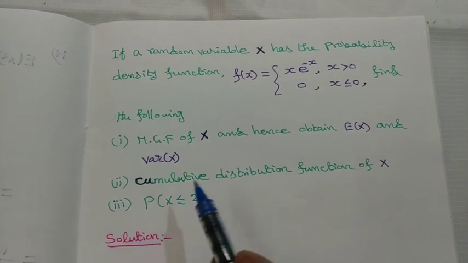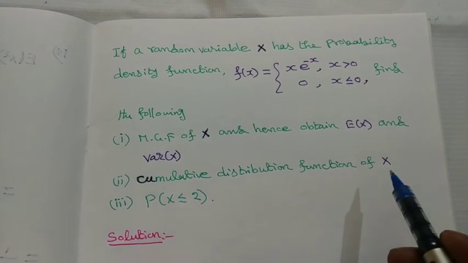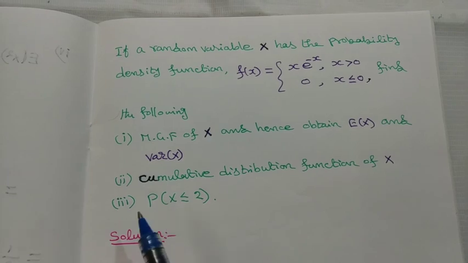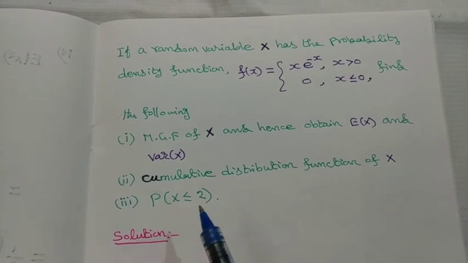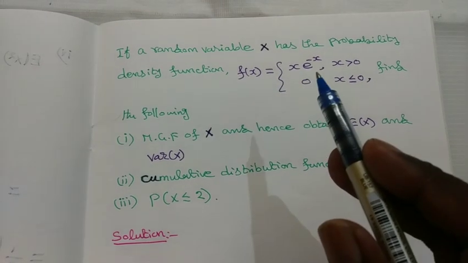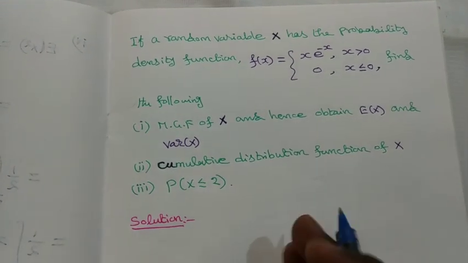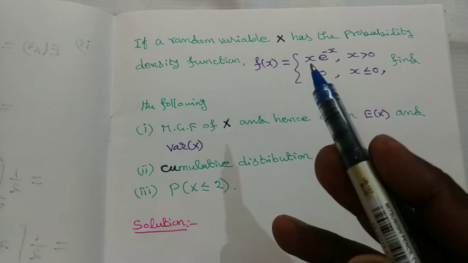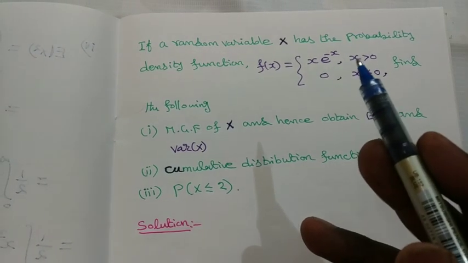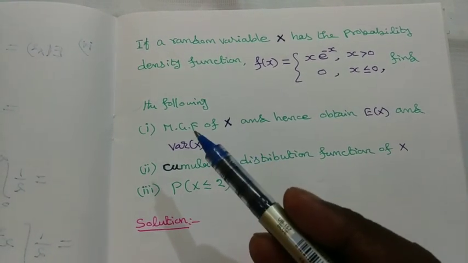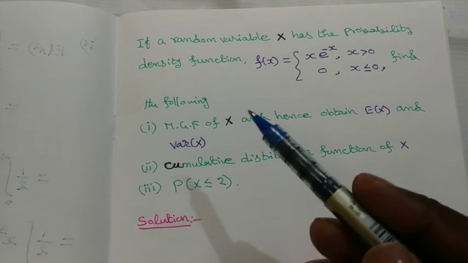Second one, the cumulative distribution function of x, that is the CDF. The third one, P of x less than or equal to 2. So from the given PDF, we have to find out these. The given function is x into e power minus x in the interval x greater than 0. So we want to find out the moment generating function of x.